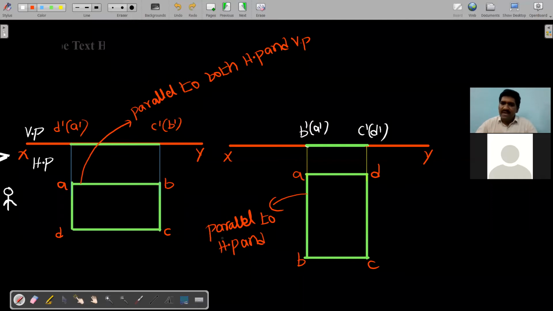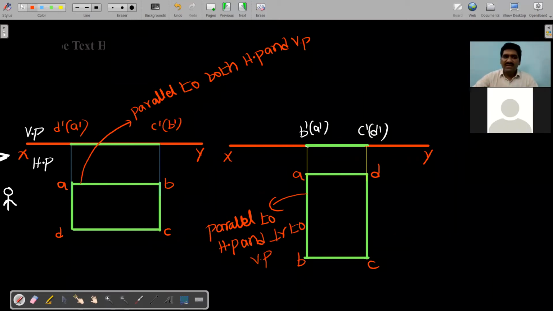Therefore I can say parallel to the horizontal plane and definitely we can say perpendicular to the vertical plane, provided I'm speaking about what actually? I'm speaking about the longest side. I'm speaking about the longest side.